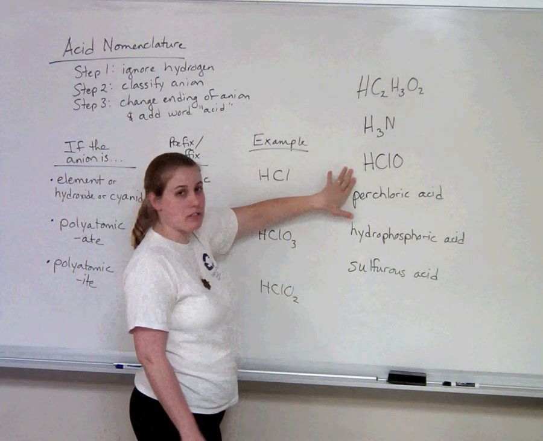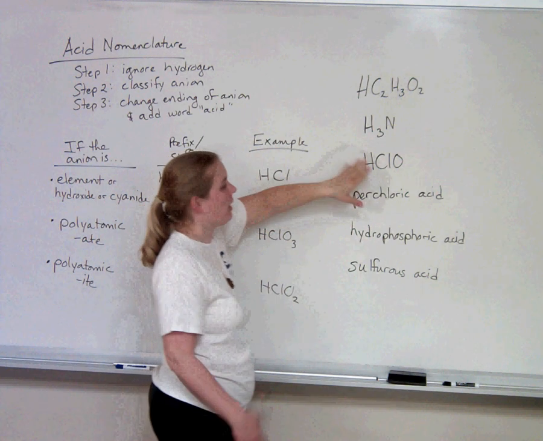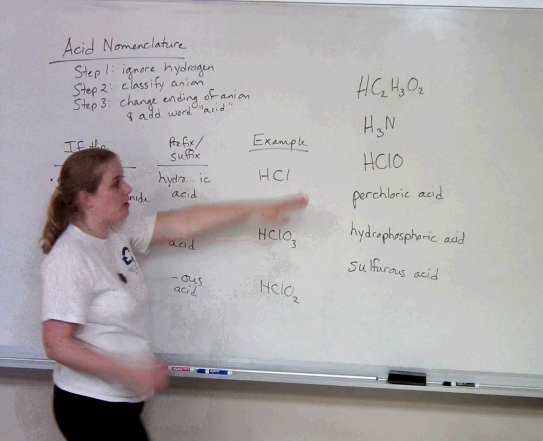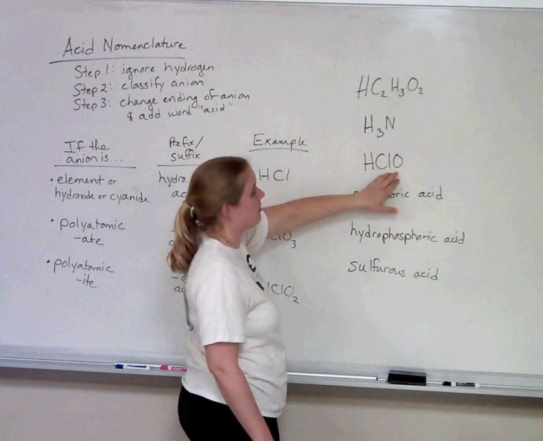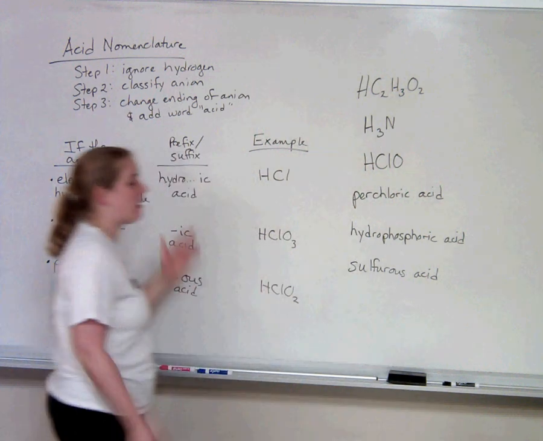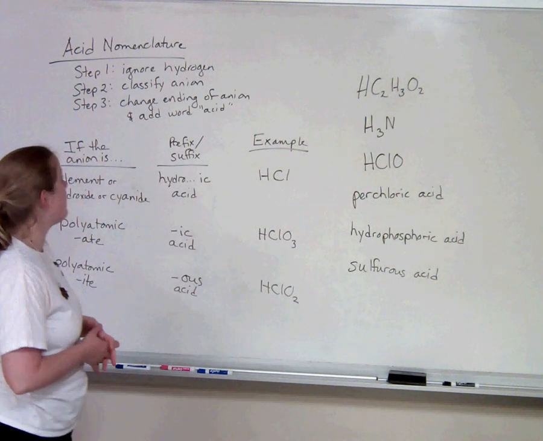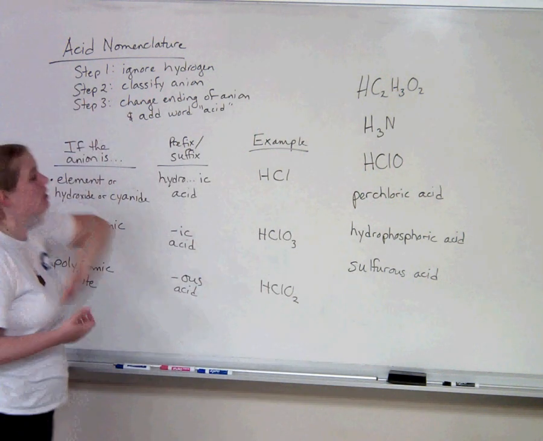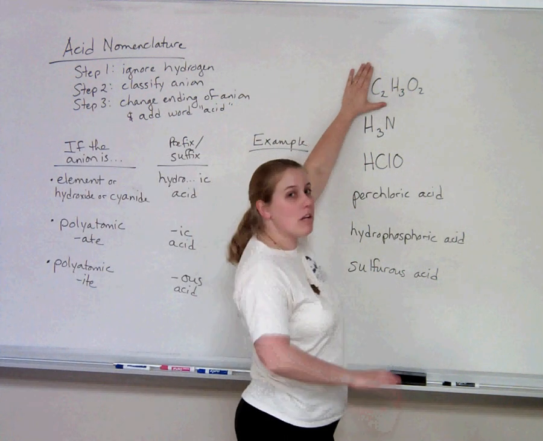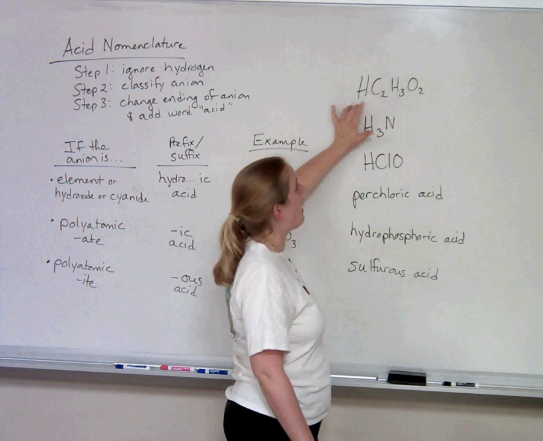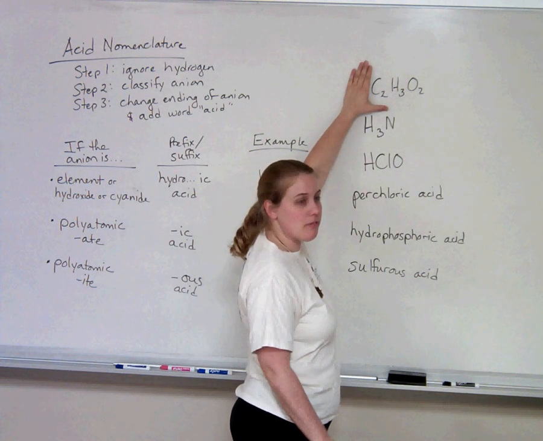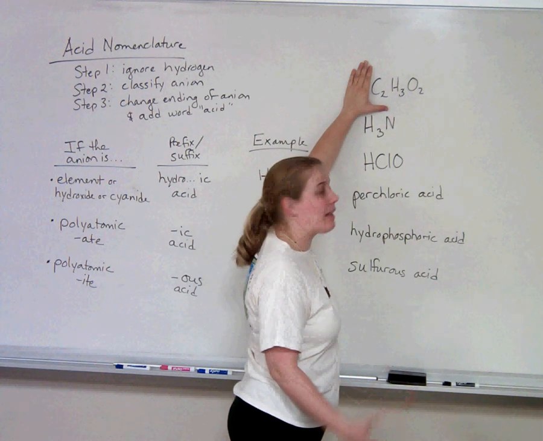So hydrogen is acting like a cation here, and then we have some sort of anion going within. That anion can be either an element or a polyatomic, and then hydrogen would have whatever subscript it needs in order to balance the whole thing out. So to name acids, the first thing you do is ignore the hydrogen. Because all acids have hydrogen, we don't include hydrogen in the name. So we don't call this hydrogen acetate.